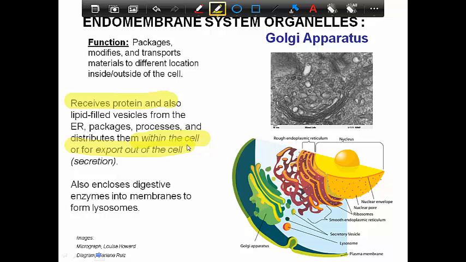And usually it does that with vesicles. After it packages all the proteins up in vesicles, it can send them on their way. Another thing it can do is wrap up enzymes in a little membrane, and those membranes full of enzymes are called lysosomes, which we'll talk about in a minute.